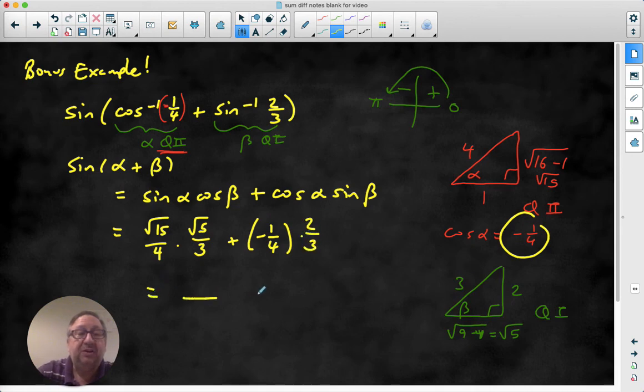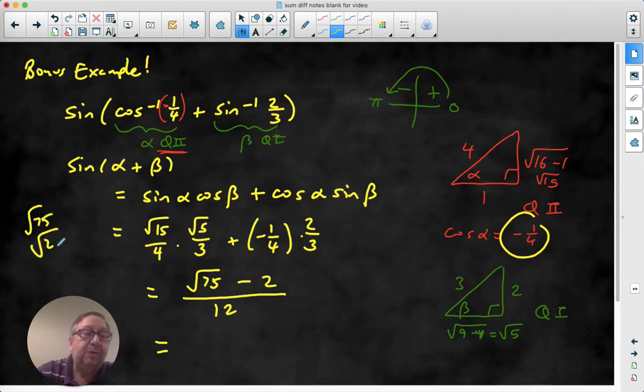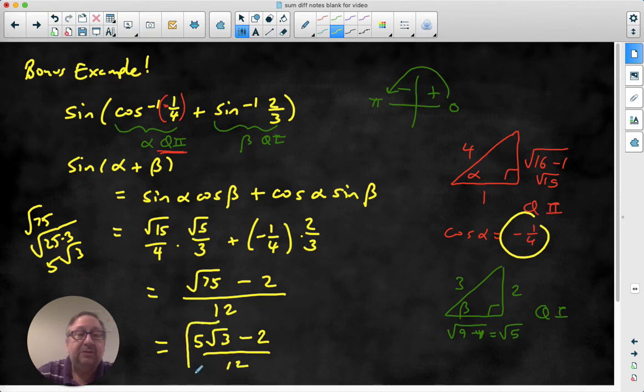Putting this together, common denominator looks like 12. Root 15 and root 5 is root 75, which actually we could simplify, and then minus 2. And if we wanted to play the game of simplifying, root 75 is root 25 times 3, so 5 root 3. So we get 5 root 3 minus 2, all over 12. Answer to this slightly more complicated looking problem. But there you go. And that's it.